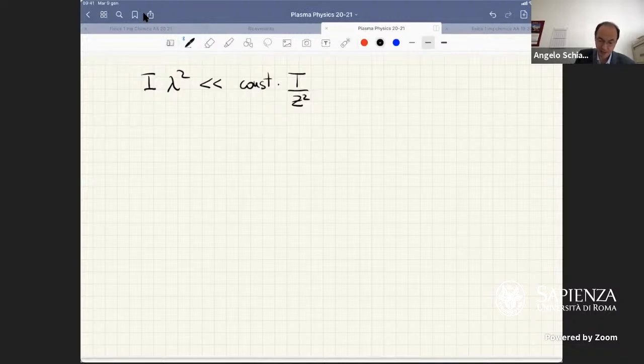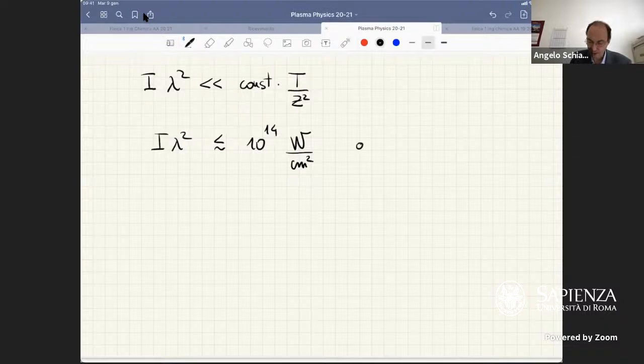This parameter here is called the irradiance for the plasma, and it's telling us that we can apply our derivation if the irradiance I lambda squared is less than or equal to a constant number, which is 10 to the 14th watt per square centimeter, at a wavelength lambda of about 1 micron.